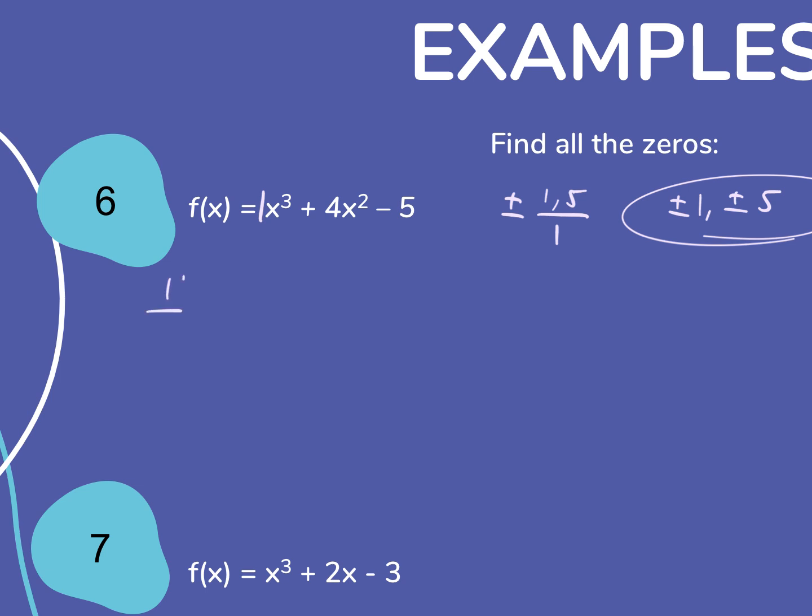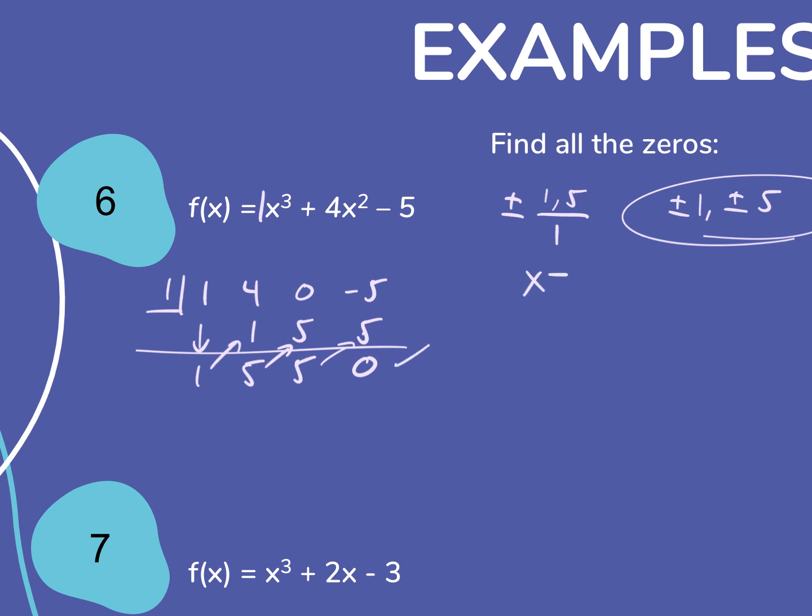So I'm going to try 1, and the objective here is to use synthetic division and see if we get a remainder of 0. I'm going to have a 1 in the corner, then 1, 4, 0, and -5. Let's bring down the 1. 1 times 1 is 1. 4 plus 1 is 5. 5 times 1 is 5. 0 plus 5 is 5. 1 times 5 is 5. And -5 plus 5 is 0.